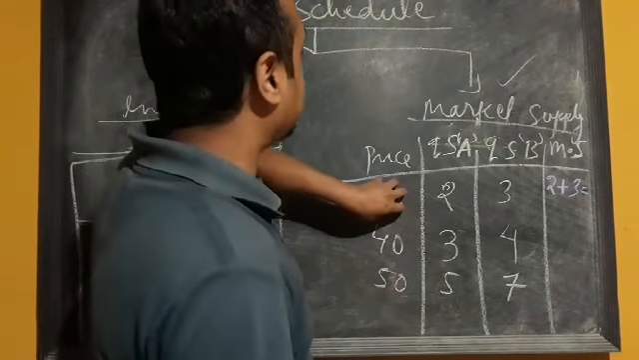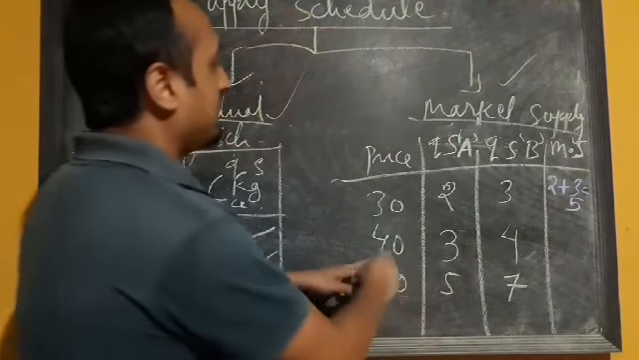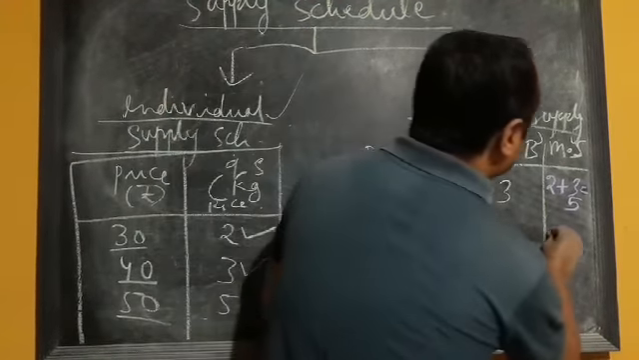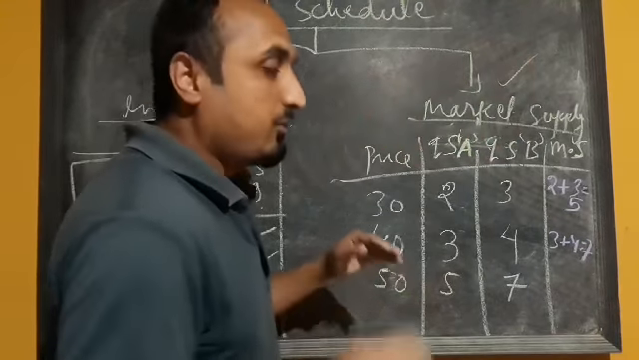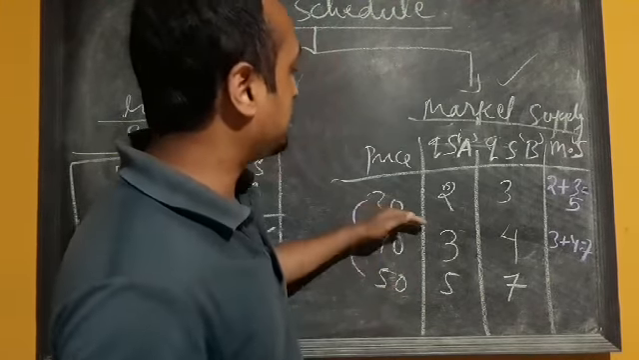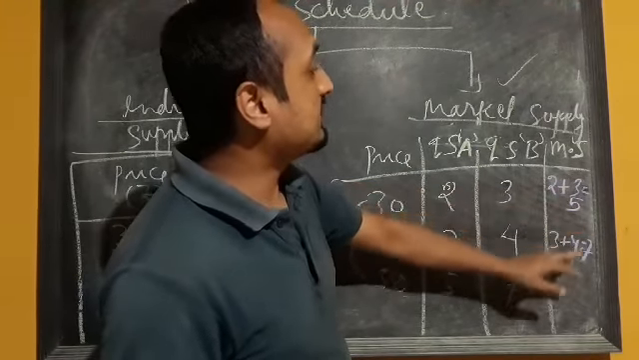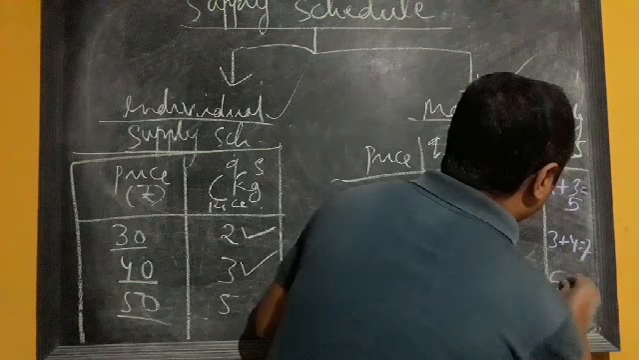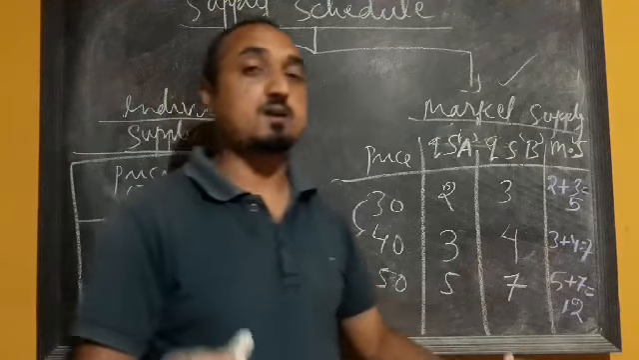When the price of the commodity is 30 rupees, the quantity supplied in the market is 5 kg. Similarly, when the price is 40, the total supply in the market, or market supply, will be 3 kg plus 4 kg equals 7 kg. Similarly, when the price is 50 rupees, we can see that the price is increasing from 30 to 40, 40 to 50. At the same time, if you compare the quantity supplied, that is also increasing from 5 to 7. And for this third case, the total supply or market supply will be 5 plus 7. So if you add, we'll get 12. So this is the case of market supply schedule.